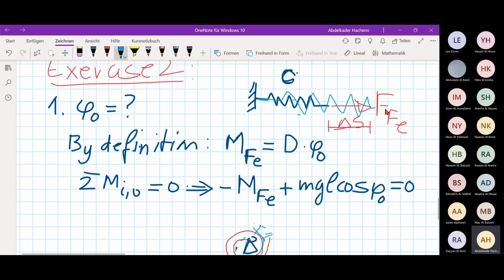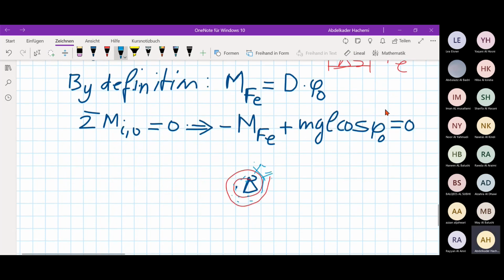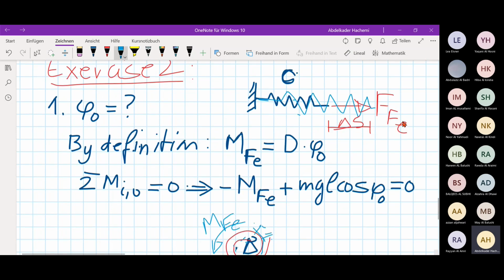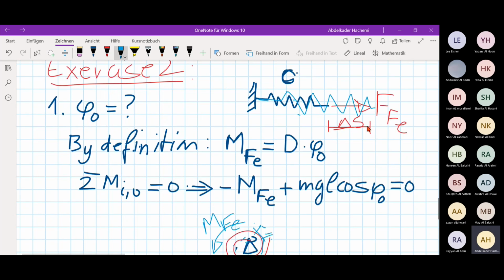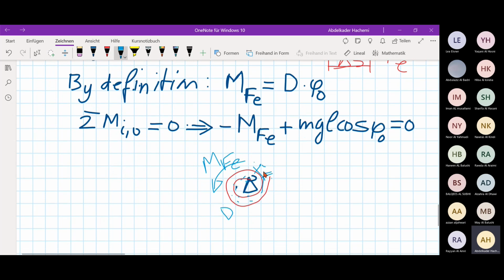equivalently to this force here, FFA, we have to make what we call here the moment MFE. Okay. Now this moment MFE is equivalent to the force here to the system. Now the coefficient C here, this watch spring has the coefficient D. Okay. Now delta S will be equivalent here to phi 0.